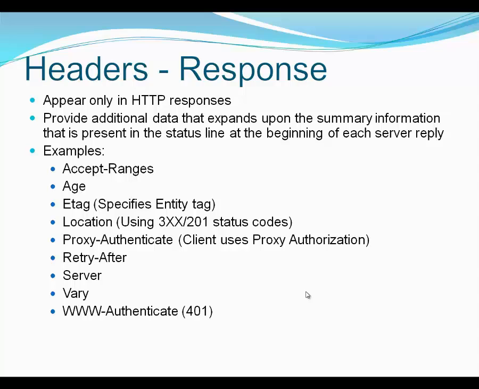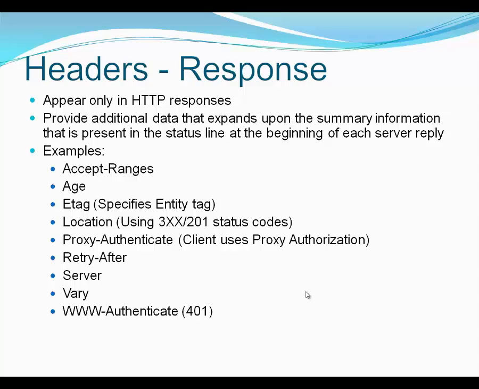Now, a few response headers we'll talk about. They appear only in HTTP responses. They provide additional data that expands upon the summary of information present in the status line at the beginning of each server reply. Examples are accept ranges, age header, e-tag header, location header. So when a server responds with redirection 301 or 302, it also tells which URL you should request for this object which is moved now. That value is present in the location header.